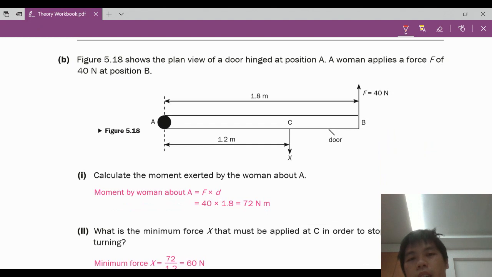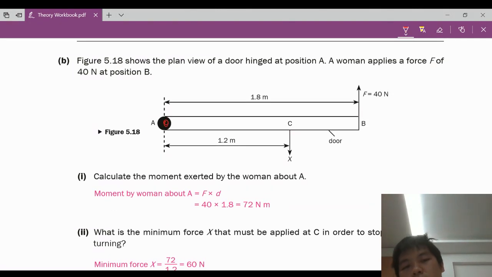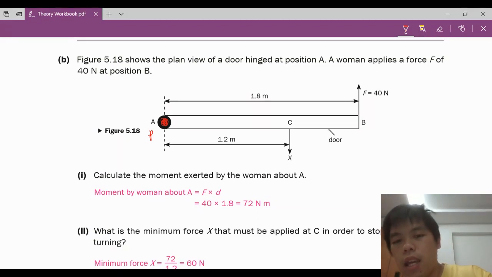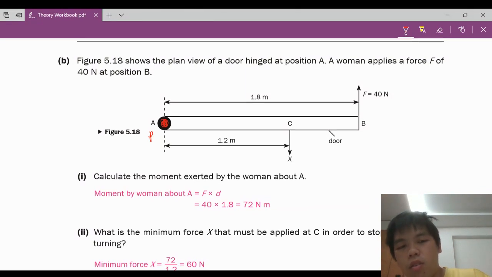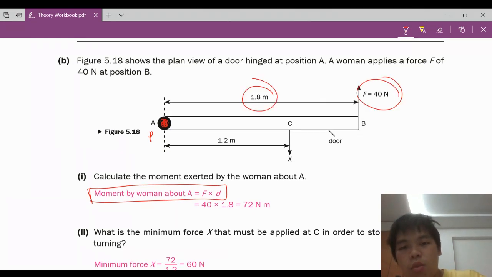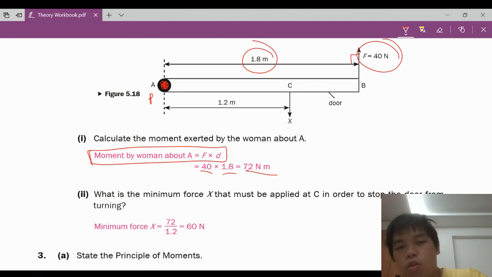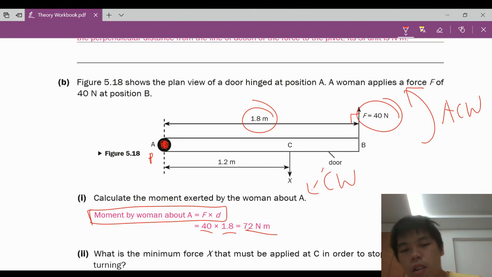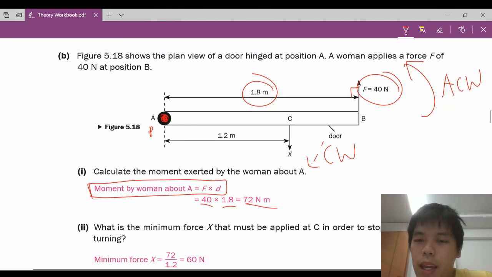Take A, we have a door, hinge at A, so this is the pivot here, pivot P. A woman applies a force F of 40 newtons. Okay, and then there's another force at X. Calculate the moment exerted by the woman. So moment equals force times distance. Remember, write down your formula first. The woman is exerting a force of 40. Distance is 1.8, so 40 times 1.8. Remember, it must be the perpendicular distance. So this is 72. What direction is this? Yes, anti-clockwise. Here, clockwise.